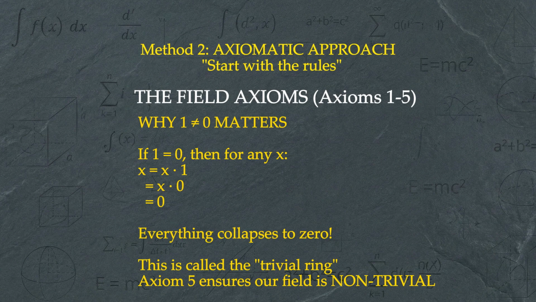From these 5 axioms alone, we can derive all of valid algebra: cancellation laws, rules of signs, solutions to linear equations. Everything follows logically from these 5 simple rules. This is the power of the axiomatic approach. We don't memorize formulas, we prove them.